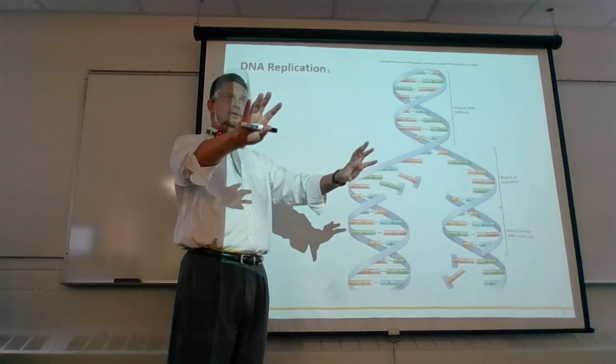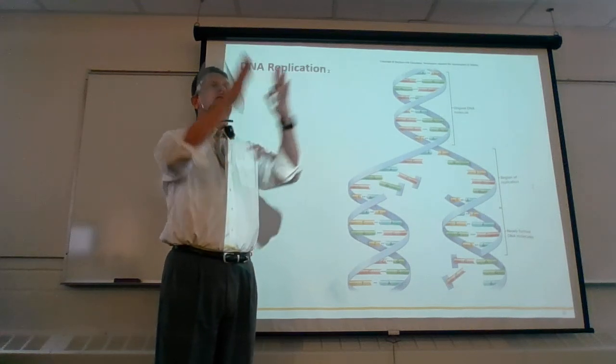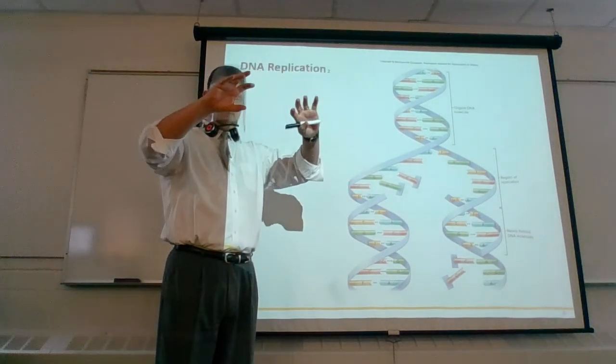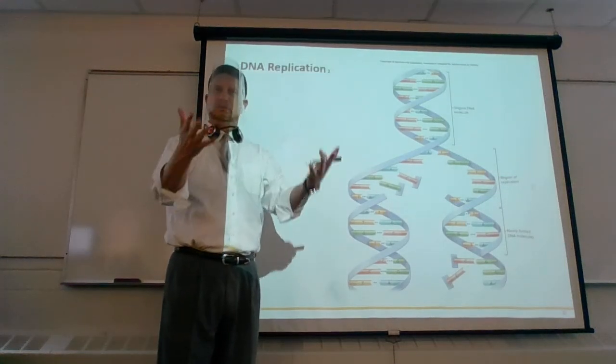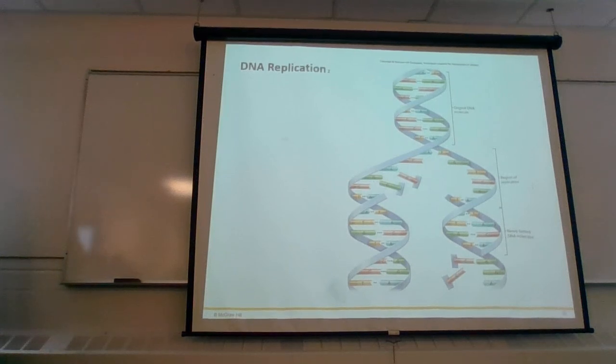All right, so the two daughter cells will have that. Once they get into interphase, each one will make a copy of it. Each one will have an original strand and then a copied strand. And so we call this DNA replication. All right. Does that make sense?